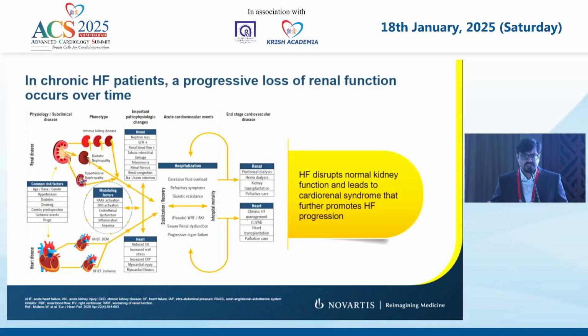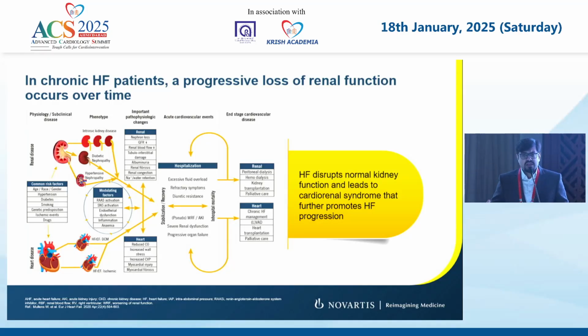That is a lot of systems that get activated in case of heart failure, like the sympathetic nervous system. We have the RAS system. We have the endothelial dysfunction and inflammation that goes on in heart failure cases. So all these things precipitate heart failure and at the same time impact the kidney function.